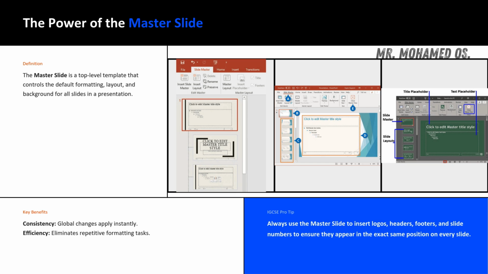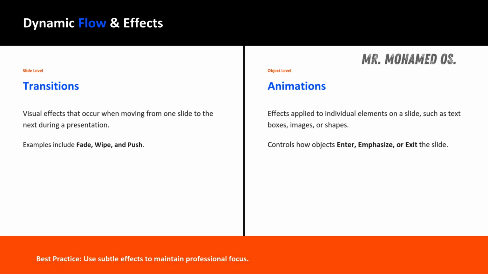We've established consistency with the master slide, but now we need to talk about flow. Transitions and animations are the tools we use to add dynamic movement and keep the audience engaged. A transition is a visual effect that happens between slides, like a simple fade or a wipe. It controls the pacing of your presentation. An animation, on the other hand, is applied to individual objects on a single slide. This lets you control when text, images, or charts appear, enter, or exit.